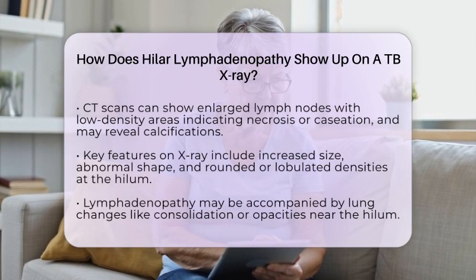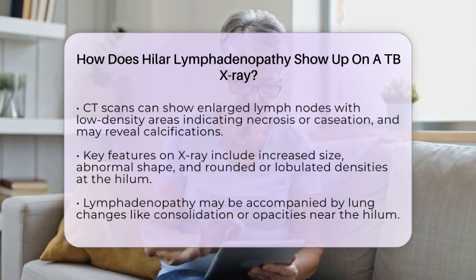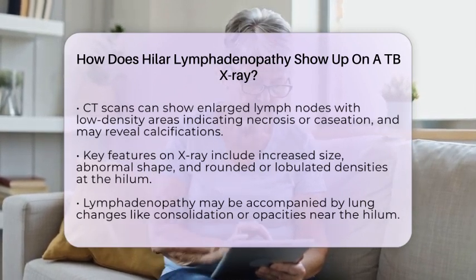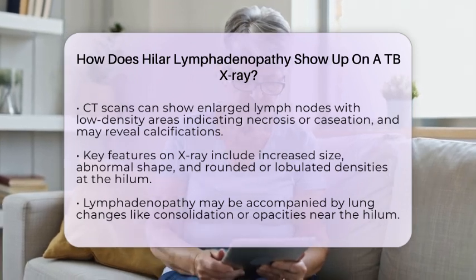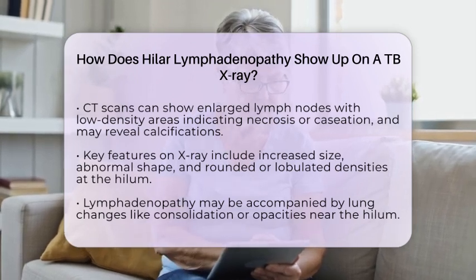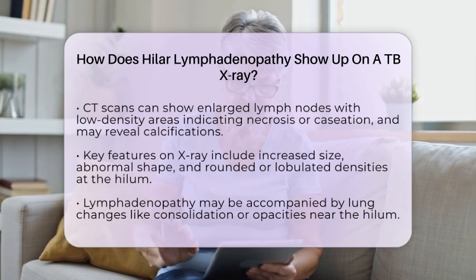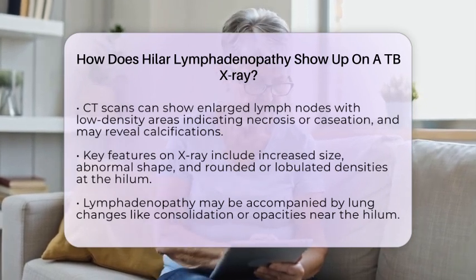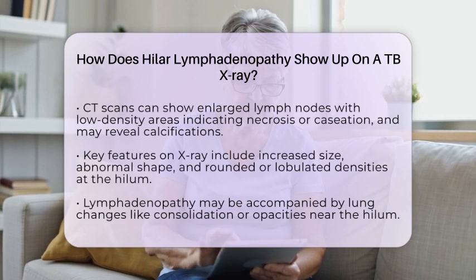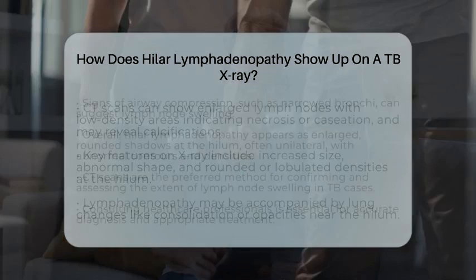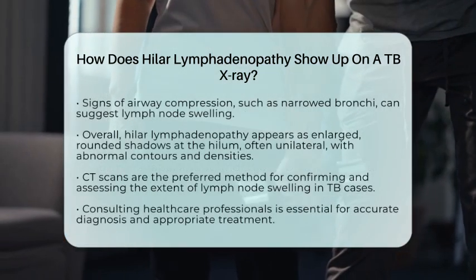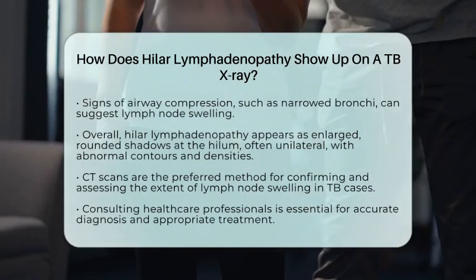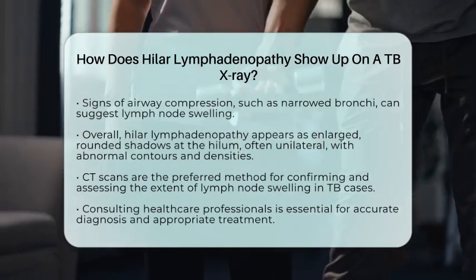Key features to look for on a chest X-ray include increased size and abnormal shape of the hilar shadows, often appearing as rounded or lobulated densities. These may obscure normal vascular markings and are usually more prominent on one side. Sometimes, the lymph node enlargement is accompanied by lung changes like consolidation or opacities near the hilum. Signs of airway compression, such as narrowed bronchi, can also suggest lymphadenopathy.